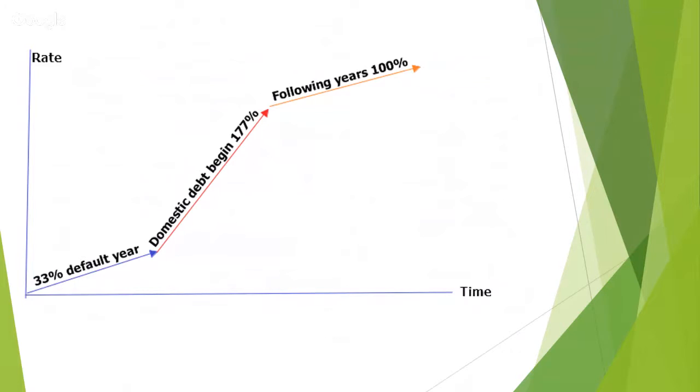The default is usually connected with high inflation values. If we take the interval from past centuries, the average inflation rate in the year of default reached 33% per year. But a real and dramatic rise in inflation starts when a crisis on domestic debt begins, with an average of 177% in the year of default. After the default of domestic debt, inflation remains at the level of 100% or higher in the following years.